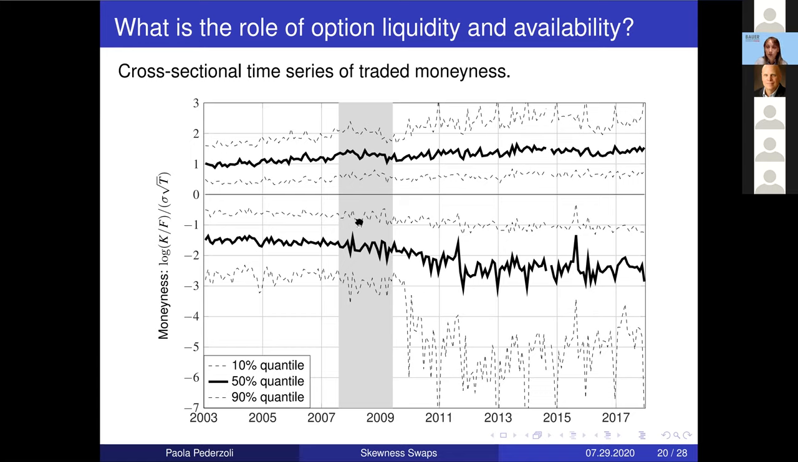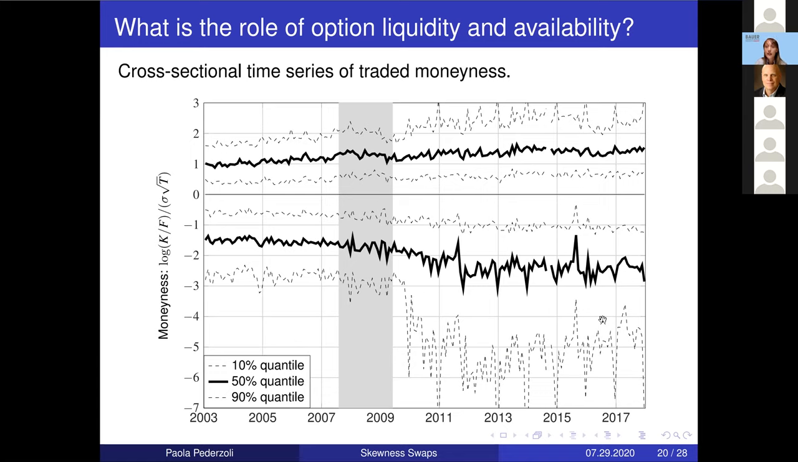So here I also have a very nice picture where I show the cross-sectional time series of traded moneyness. So what do I do? The moneyness is basically measured in standard deviations. The negative ones are the out of the money put options, and the positive ones are the out of the money call options. For each point in time, I compute for each stock the moneyness of the most out of the money put option traded, and the moneyness of the most out of the money call option traded. So then I have a cross section, and I plot the 10% quantile, 50% and 90%.